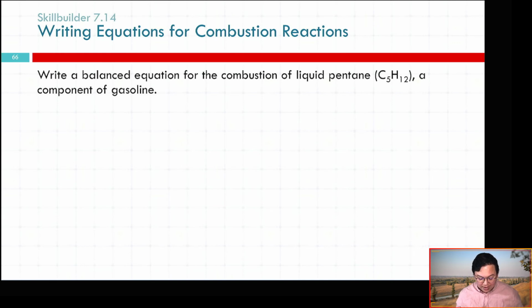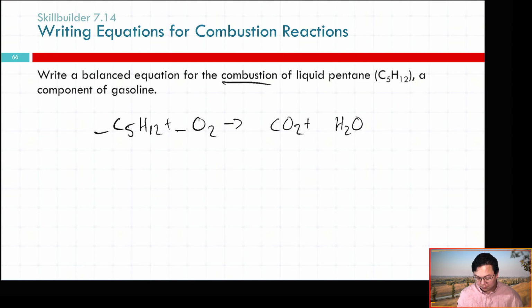Okay, so let's write a balanced equation for the combustion of liquid pentane, which is a component of gasoline. So C5H12, right? And we're combusting, so it means we're combining it with elemental oxygen, leaving space for our coefficients. And because we only have carbon, hydrogen, and oxygen in our combustion reaction, we're going to end up with CO2 plus water, H2O. And now we just balance.